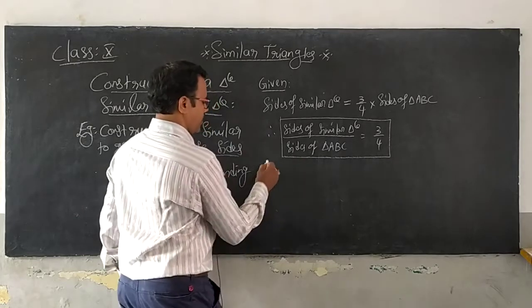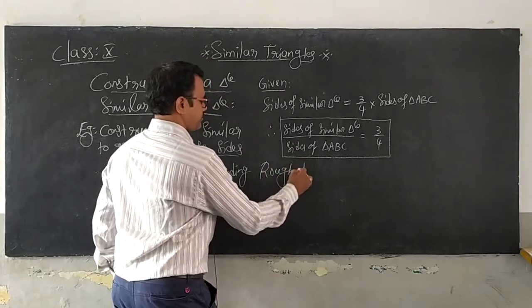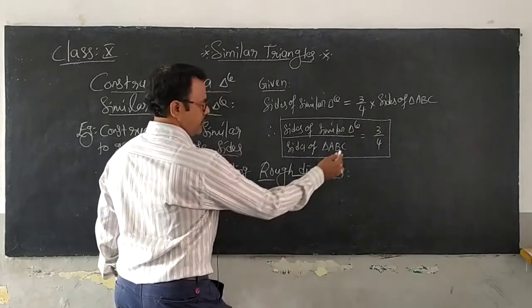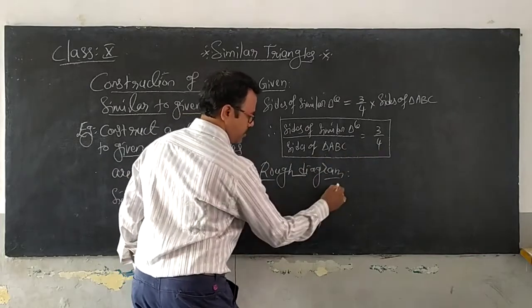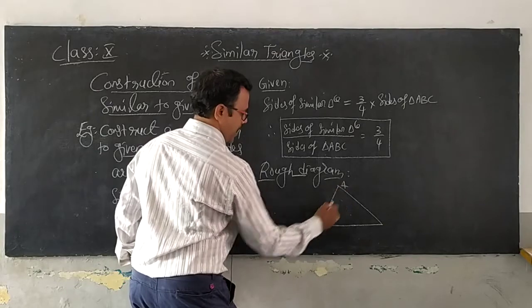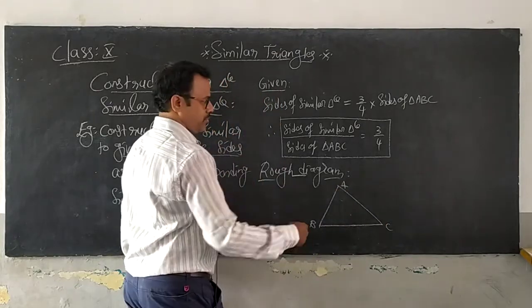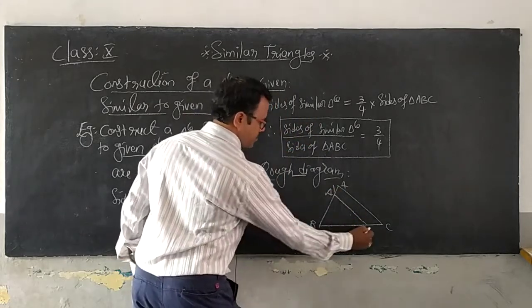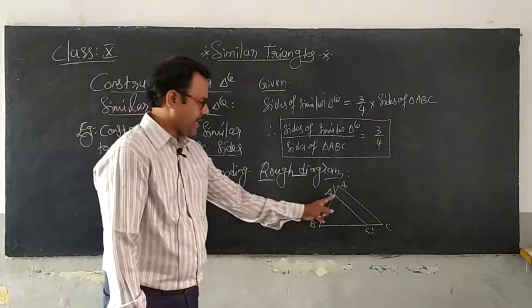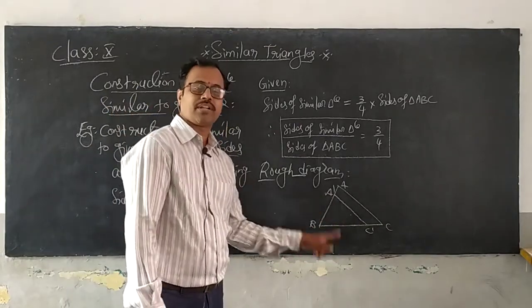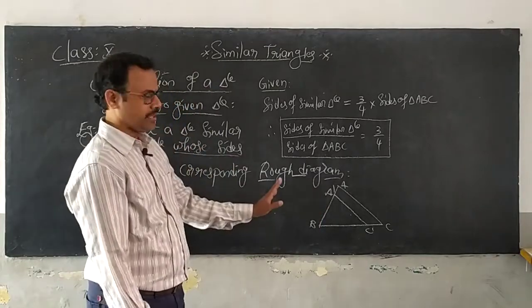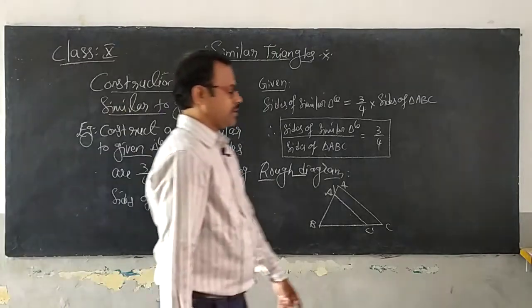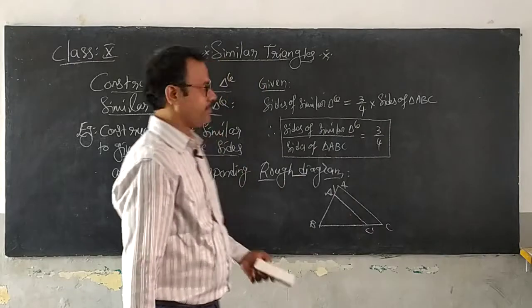Now coming to the rough diagram. The bigger triangle is the original triangle. So I take triangle ABC as the bigger triangle, and the similar triangle, which is smaller and occupies 3 parts, I take as A dash B C dash. Here A dash B C dash is our similar triangle which we want to construct. Is that clear about the rough diagram and the given? Now we are going to see how to construct the main diagram.